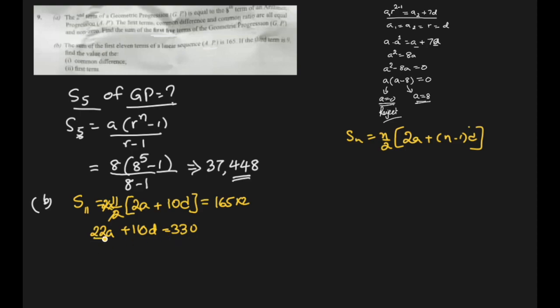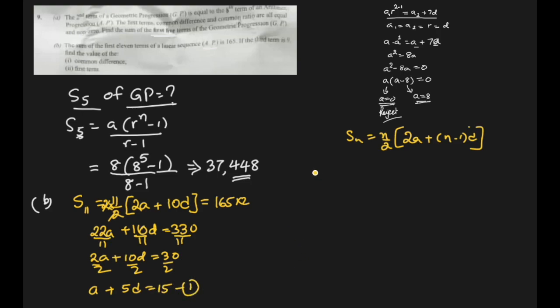All of them are divisible by 11. So let's make it simple. 2a plus 10d equal to 30, and again it can be divided by 2. We can make it simpler. a plus 5d is equal to 15.